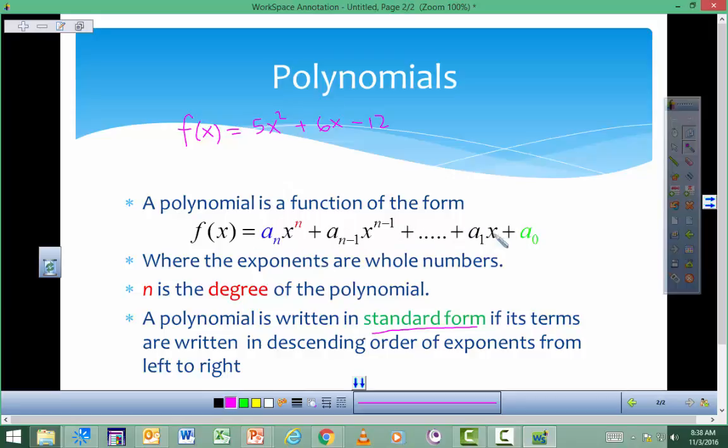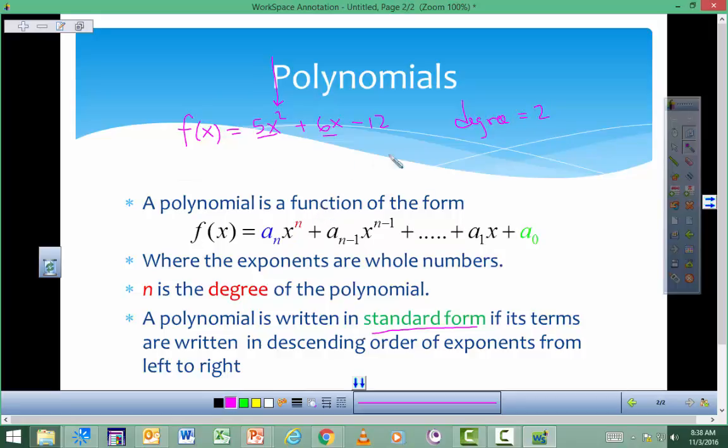Now, a polynomial in standard form just means that you write the highest degree term first, the next highest, and so on and so forth. Now, by degree, we're going to say the degree of the polynomial is always the biggest exponent here. So, for example, the degree for this polynomial would be equal to 2.